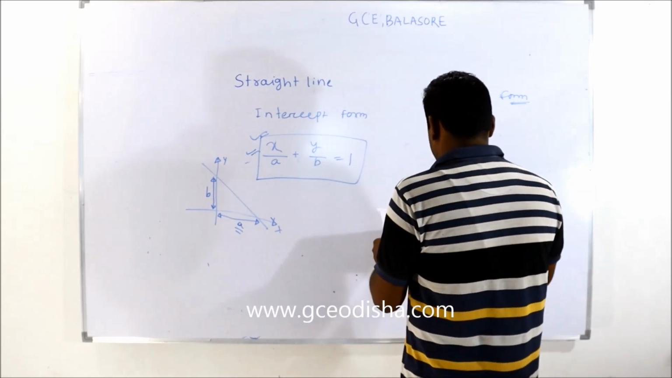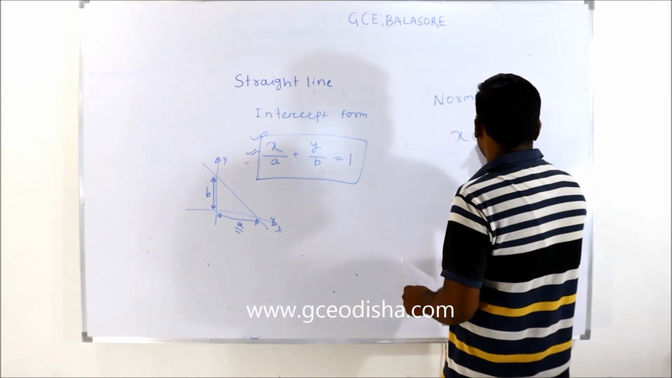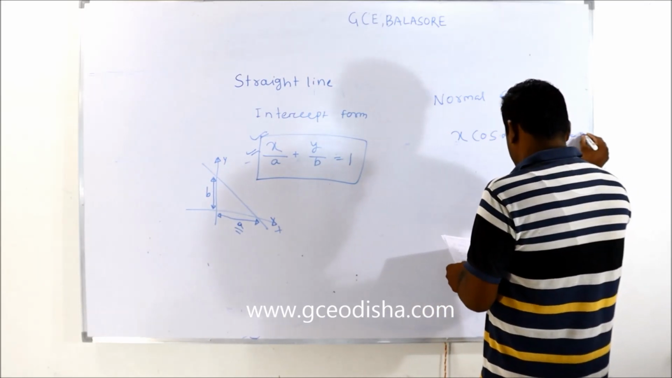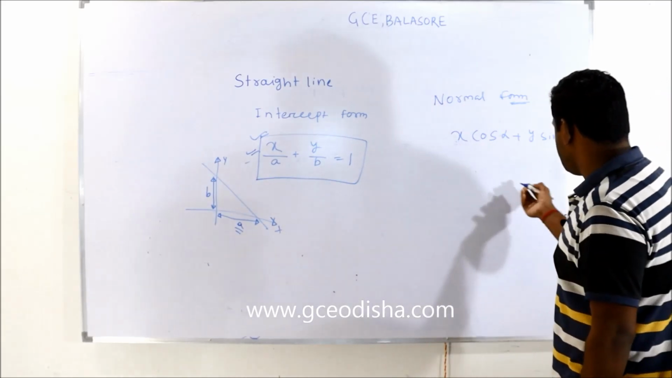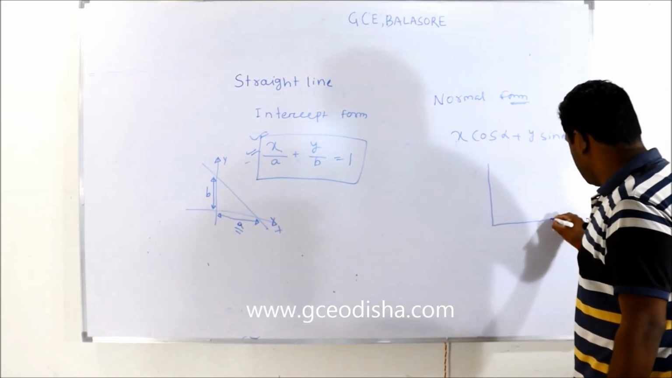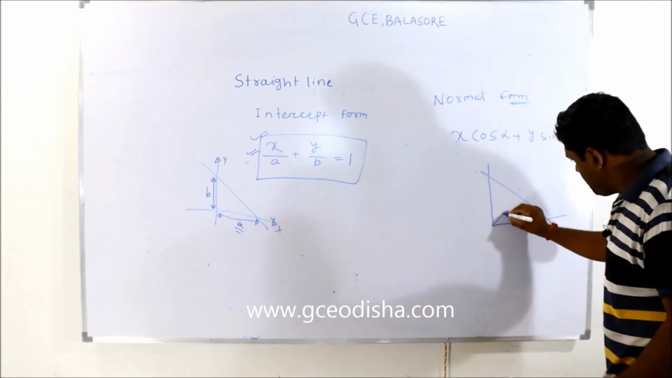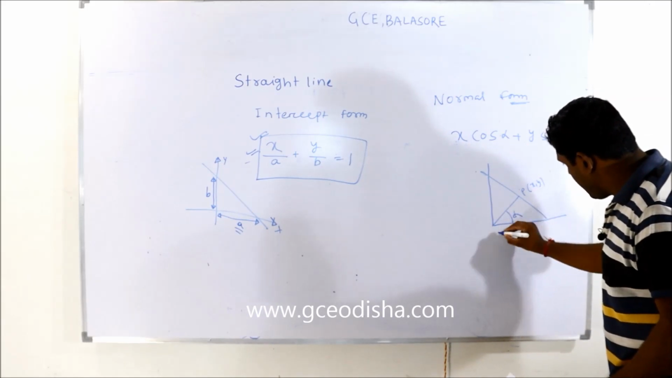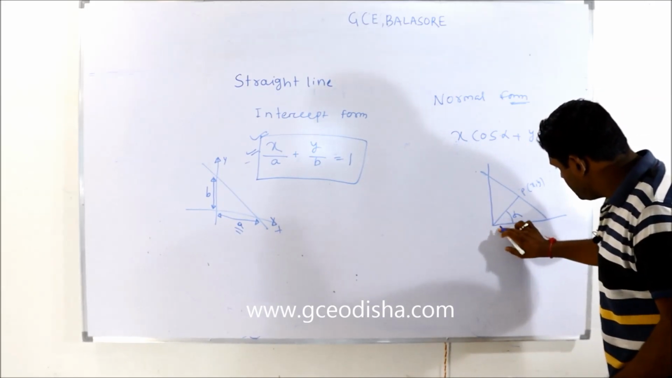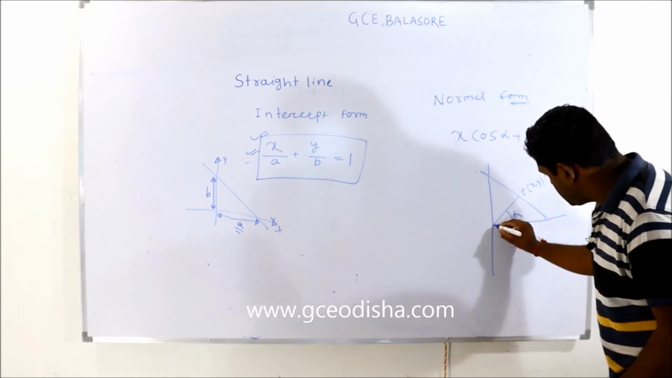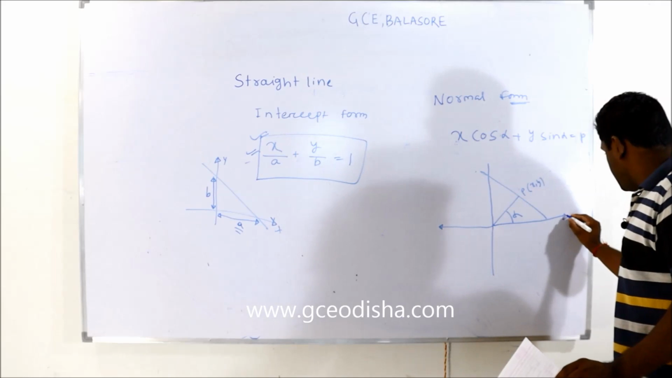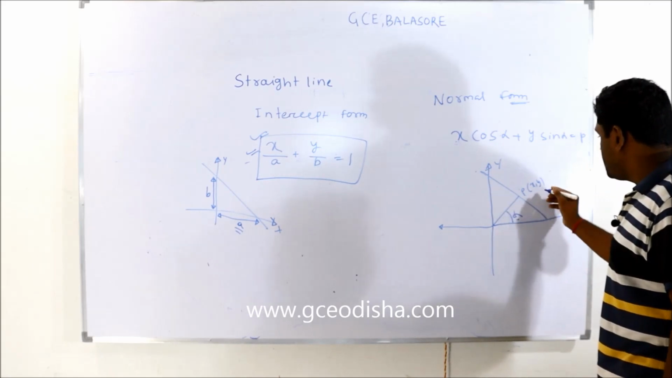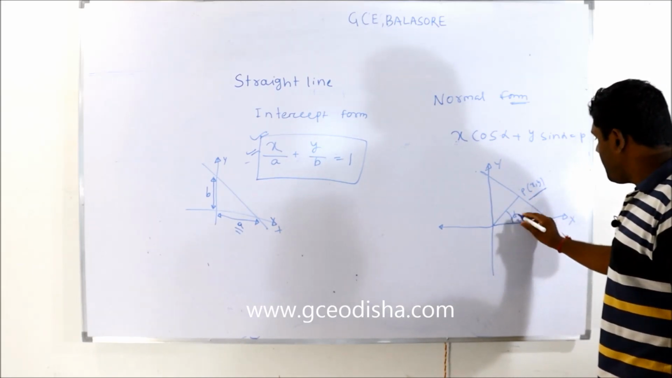In the case of normal form, x cos alpha plus y sin alpha is equal to p. What is p? When this is the straight line, this is the perpendicular to the straight line, this is p, the point x, y, and this makes an angle alpha. Here x is the positive x-axis, this is positive y, and this is alpha. They give only p, the point x, y, and the angle alpha.